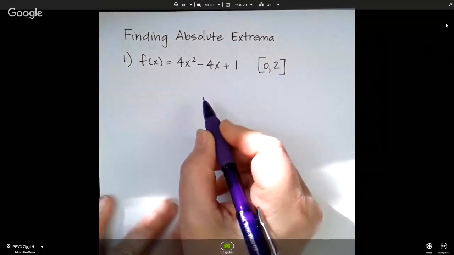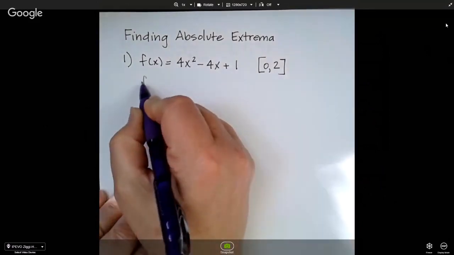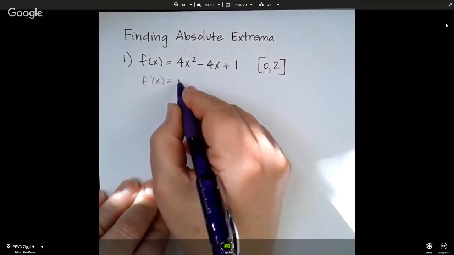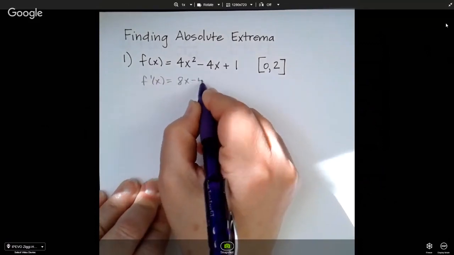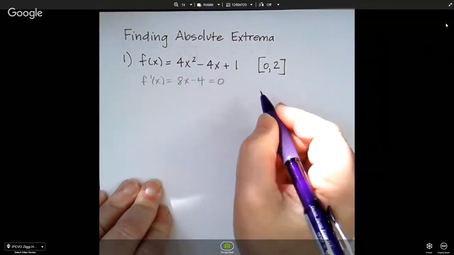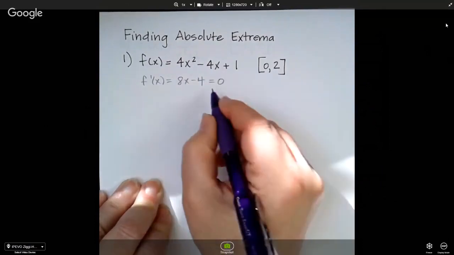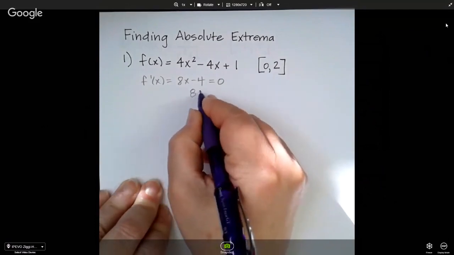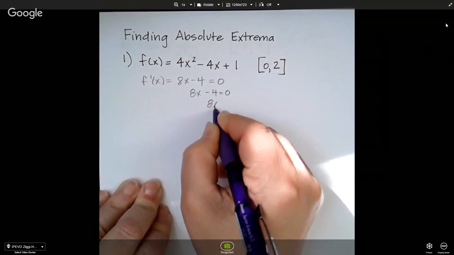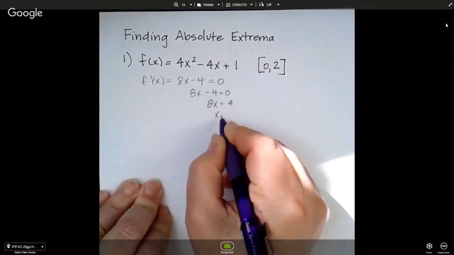But let's use some calculus and see if we can find the extreme values of this function over this closed interval. So the first thing you have to do is take the derivative. So here we go. We're going to take the derivative, and that's going to be 8x minus 4. And then we're going to set the derivative equal to 0 to find out where any horizontal tangents are. So that is going to give us 8x minus 4 equals 0. We get 8x equals 4, x equals 1/2.